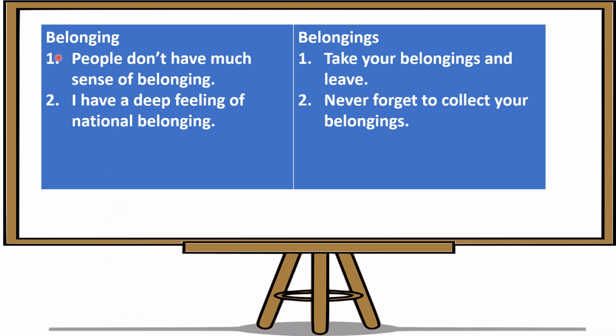Now here you can see some sentences of belonging and belongings. How to use them correctly. Number 1, people don't have much sense of belonging. Number 2, I have a deep feeling of national belonging. So now you can understand how to use it correctly in a sentence, the word belonging.